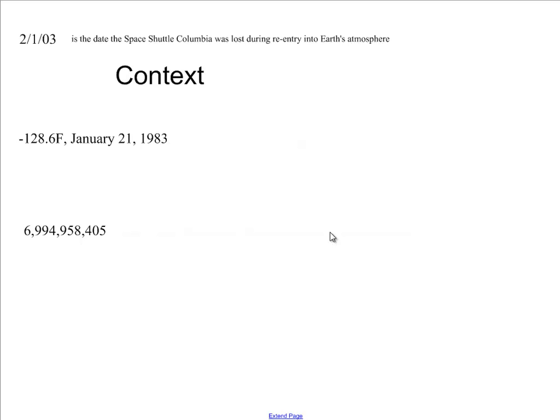So let's take a look at this one. What do you think? 128.6 degrees below Fahrenheit? That's got to be something really cold, right? If you guessed it was the coldest recorded temperature in Antarctica or in the world, then you're right. Now that we surround this data with context, it actually becomes meaningful, useful information.